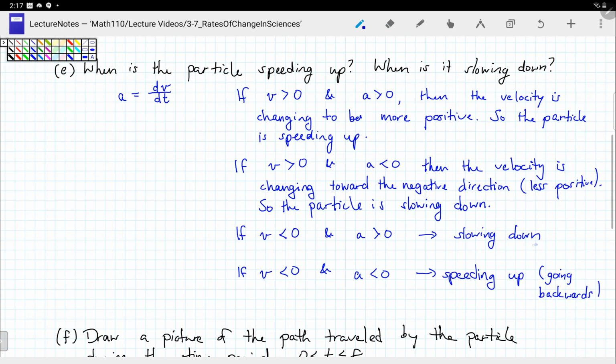Let's actually put that note in here. In this case, velocity is negative and acceleration is positive. You're slowing down and going backwards.